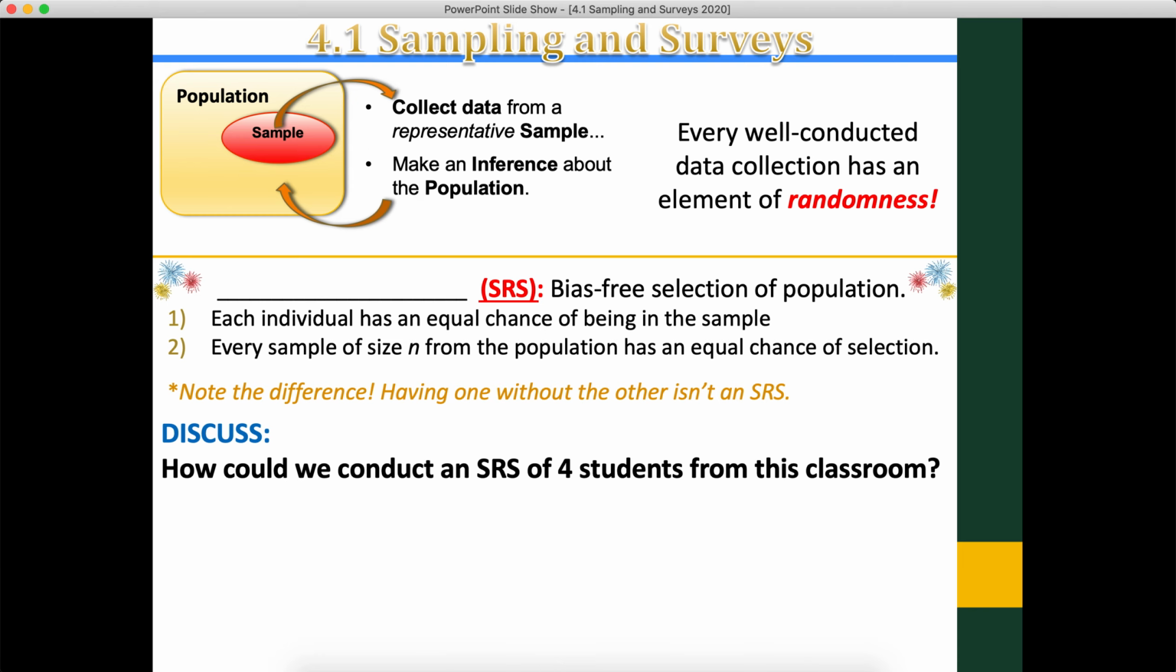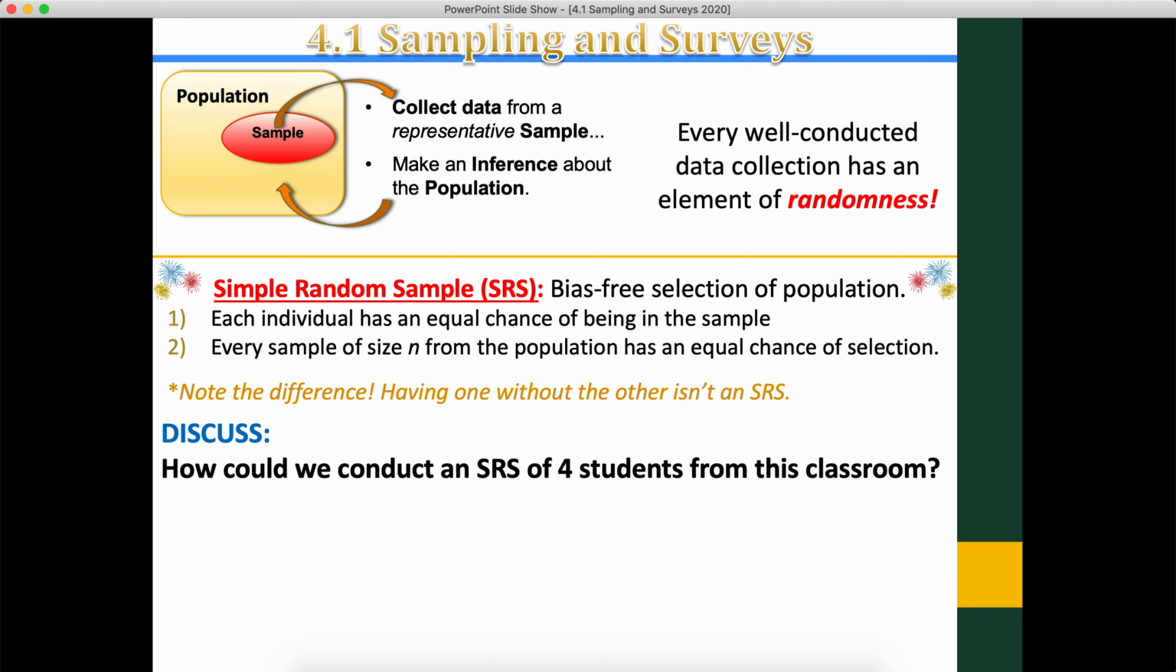And the best, most random sample is called the SRS, which stands for simple random sample. Get used to hearing that. In fact, we're going to write SRS a lot in this course just because it's a lot quicker and easier and smaller. It gives us a bias-free selection of the population. There are two things that qualify a simple random sample as a simple random sample. One is seemingly pretty obvious. Each individual has an equal chance of being in the sample.